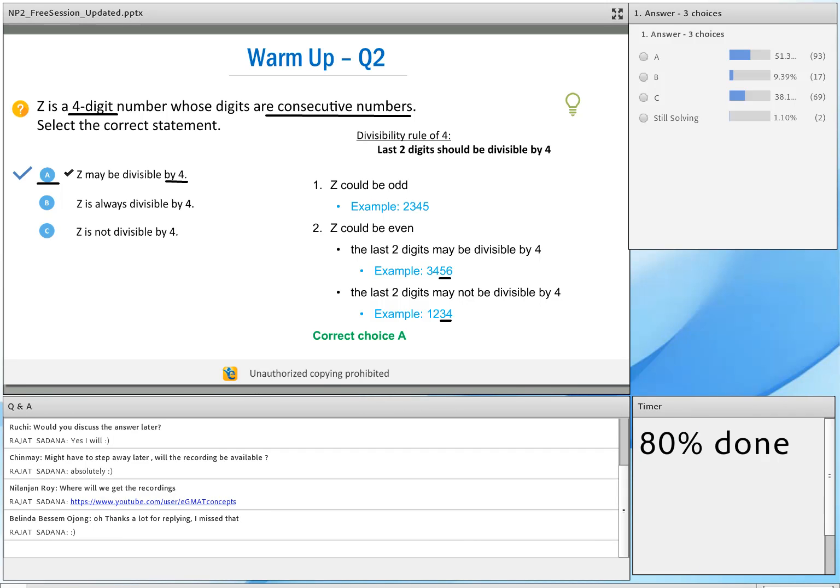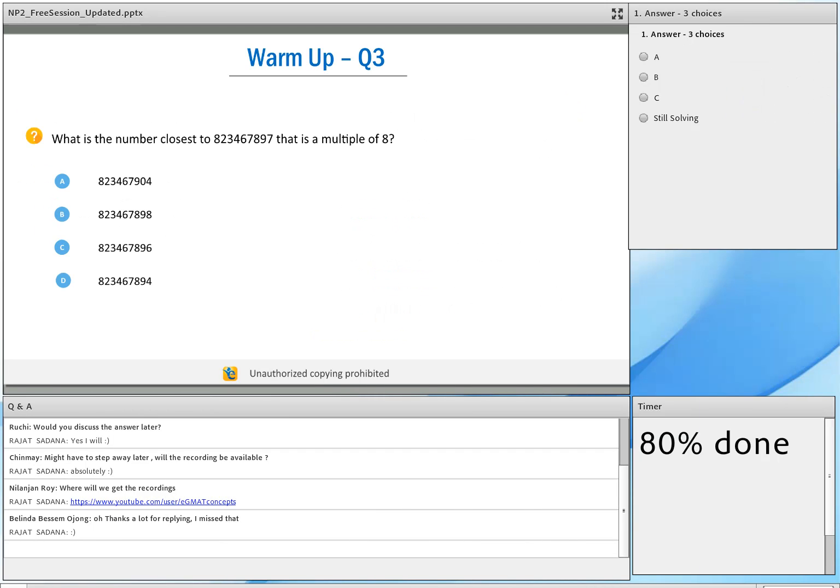Okay, now we're going to go and solve the third warm-up question over here. Again, very similar principle, very simple. These are warm-up questions. Let me clear all answers. I want you to select still solving. All right, I have more than 50 people selected still solving. Considering that this is a warm-up question, here is your next question.